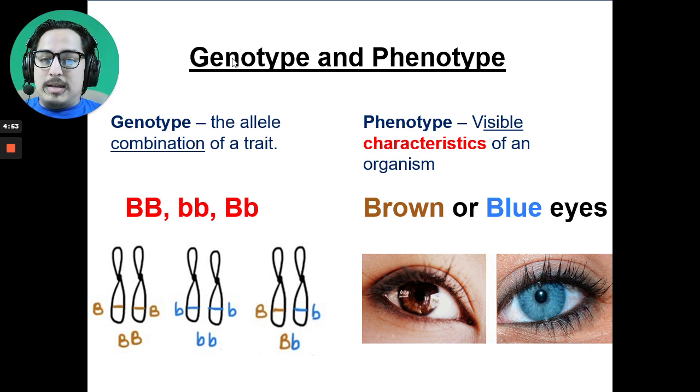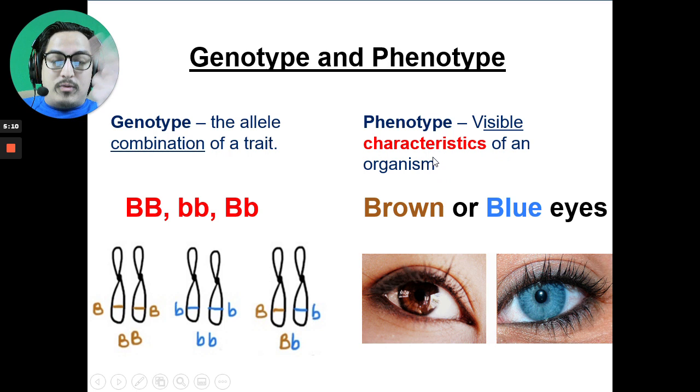It needs to be a capital first. If it's a capital in there, it needs to be first. Now let's talk about the phenotype. So genotype is letters in the genes. Phenotype is physical, okay? So physically, how does it look? So phenotype is the visible characteristics of an organism.